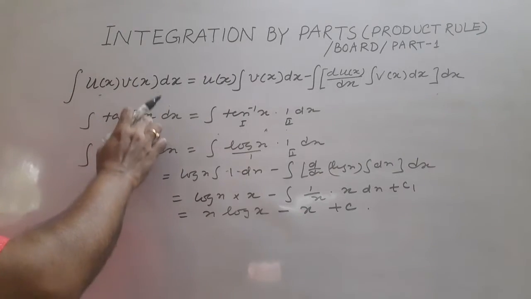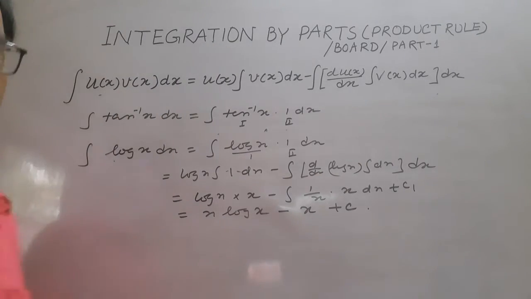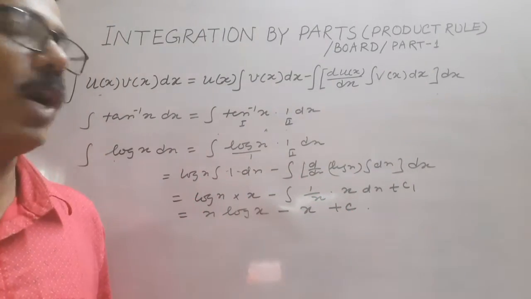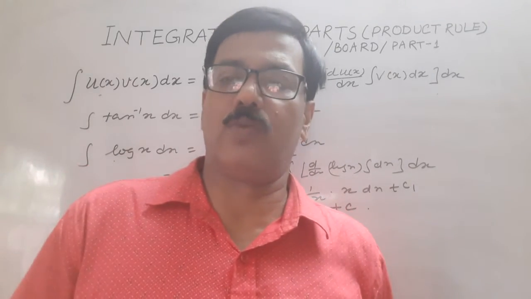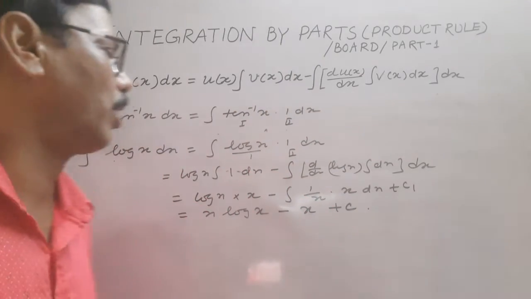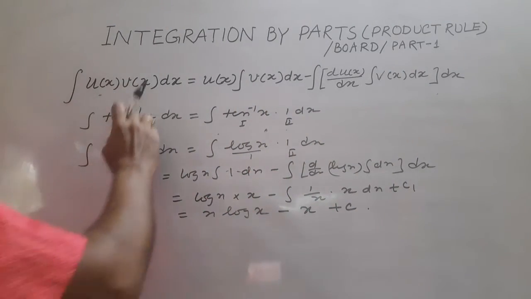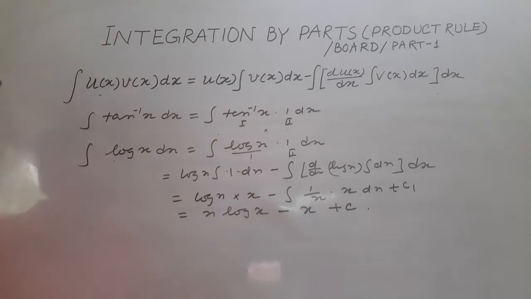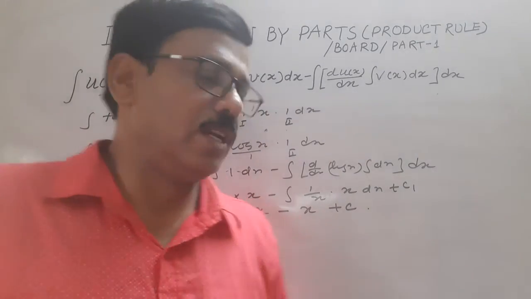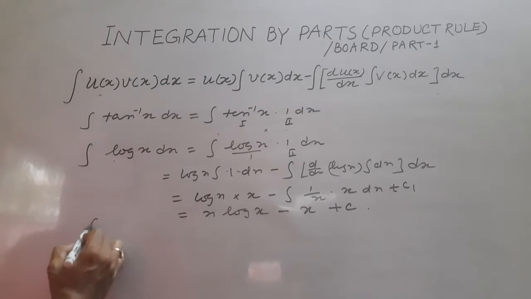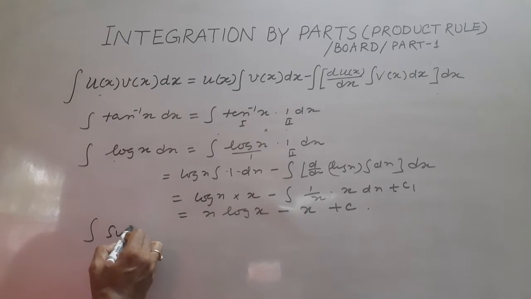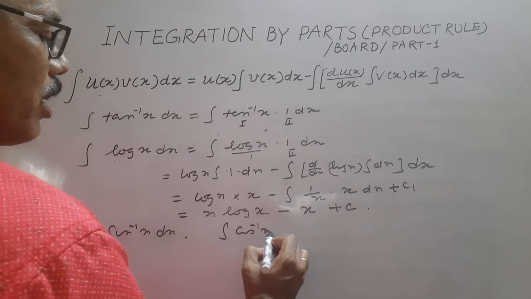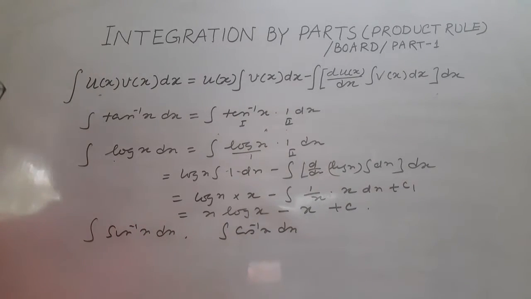First, both are integrable. Second, one is unintegrable and one is integrable. Third, only one function, that is unintegrable. Consider 1 as another function. Similarly, we can integrate sin inverse x dx and cos inverse x dx.